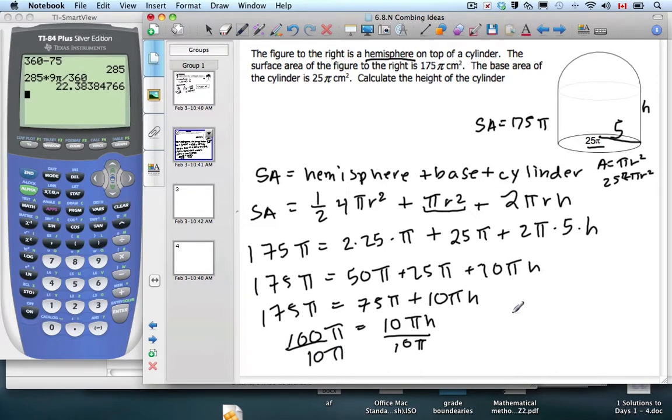Divide by 10 pi, and the pi's cancel, and we get 10. 10 is the height. That was so easy, but it is in centimeters. That's it. Great.